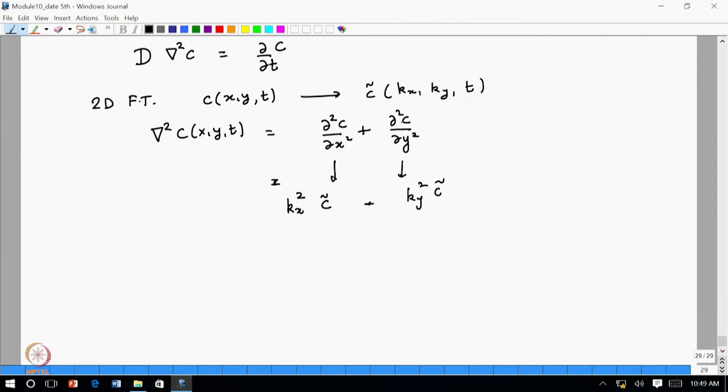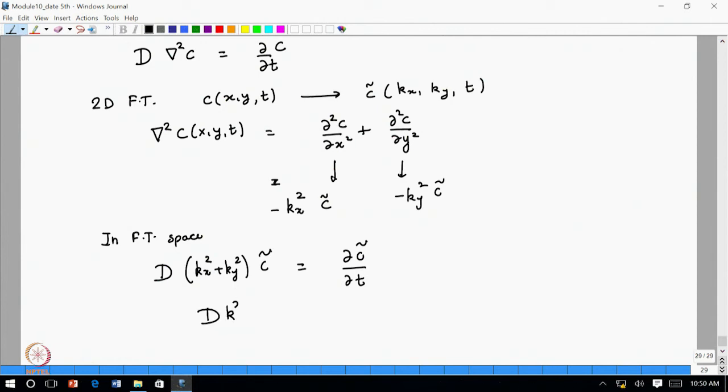A Fourier transform of a derivative gives you a factor of i k before, and if you take a second derivative, then you get i k the whole square, that is minus. So we get minus kx square minus ky square. Then in Fourier transform space, my differential equation looks like D times kx square plus ky square C tilde is equal to dou C tilde by dou t. Let me call this kx square plus ky square as k square. So I can write this as D k square C tilde is equal to dou C tilde by dou t.